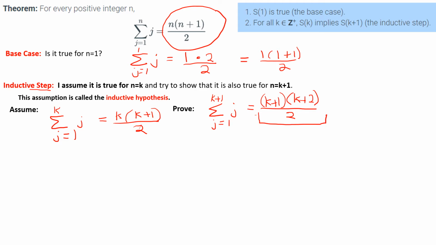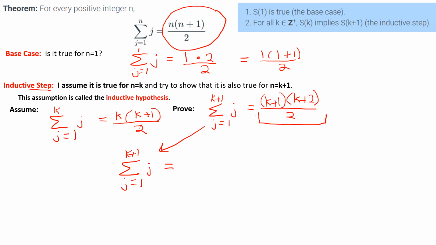Now, if we want to prove this, then I always say, we write the assumption over here on the left, and then to prove this, it's the thing on the right that we're trying to prove. So I want to take what's on the left of this statement on the right, the sum of j, j equals 1 up to k plus 1, okay, I start with that.